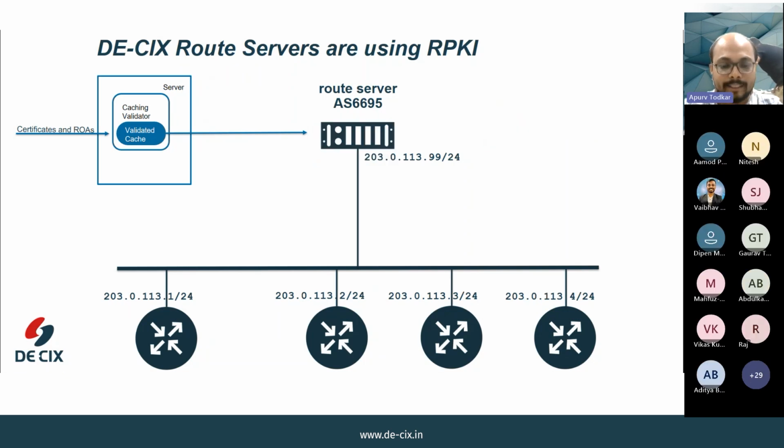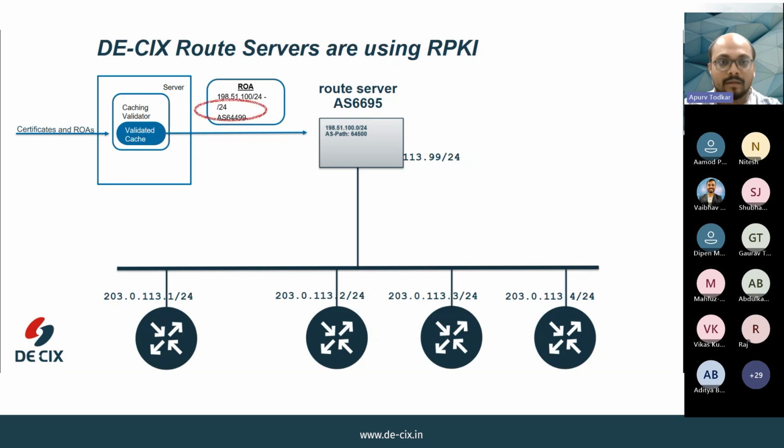Now let's come to the second case. If the route server gets a prefix from a customer but it doesn't match the ROA, okay, in that case what happens?